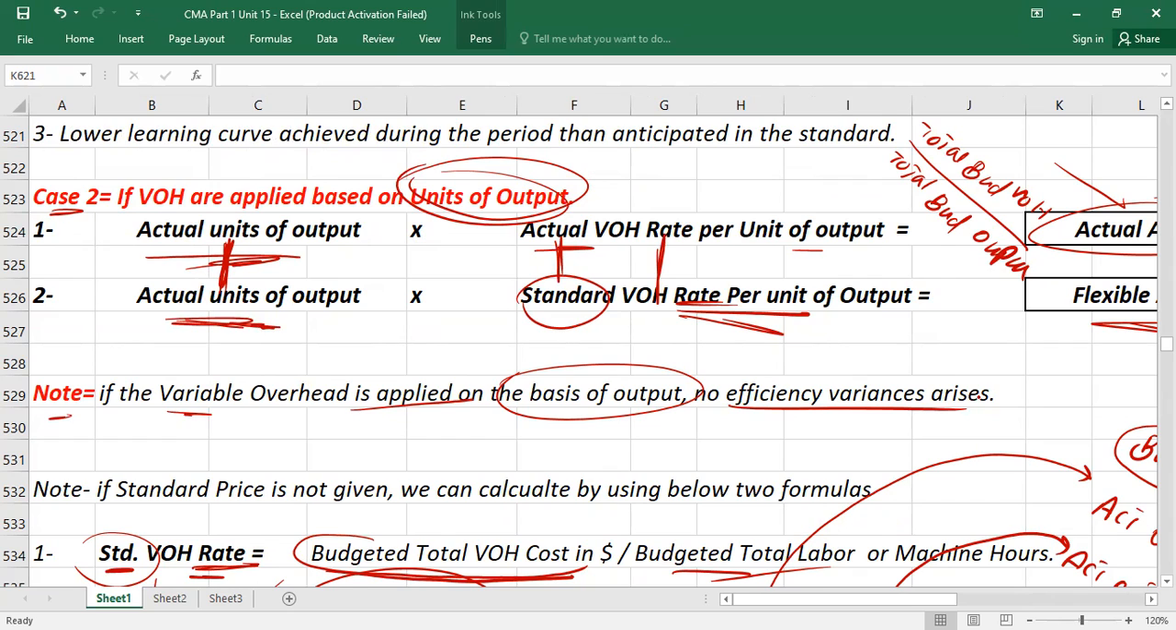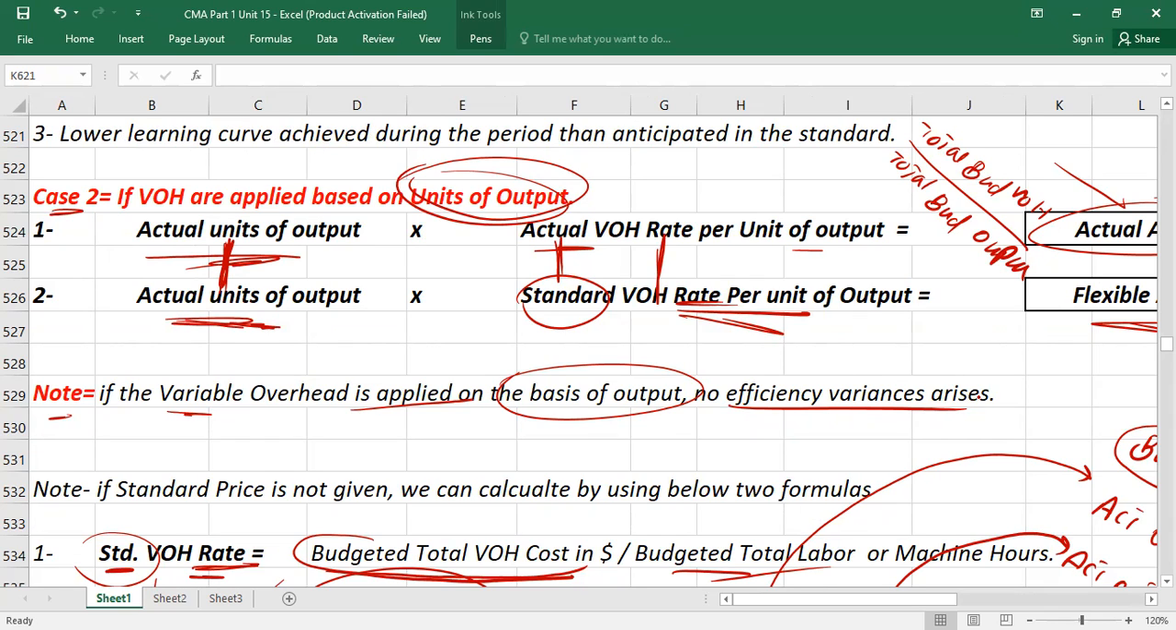No efficiency variance will arise. You know efficiency variance, what it is? It is the efficiency of labor or machine. Labor could be efficient or inefficient. Machines could be efficient or inefficient. Understood? If you are using output here, so efficiency variance will not arise.